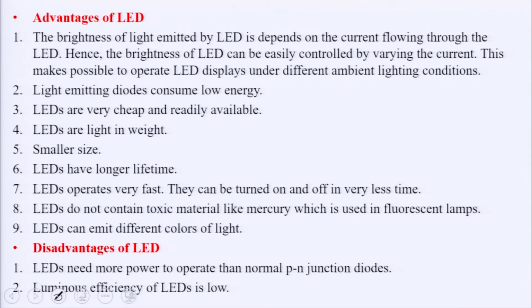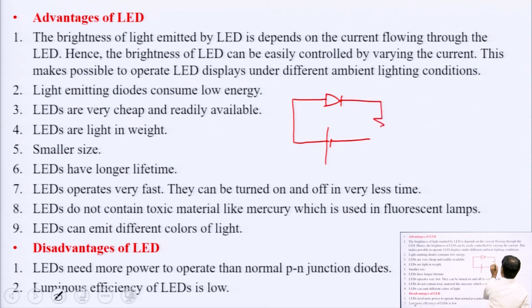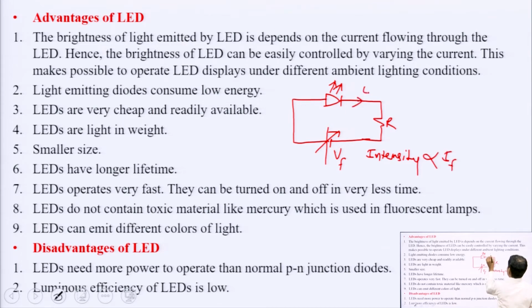Now, the advantages of LED. The brightness of the light emitted by the LED depends on the current flowing through it. This means, suppose this is the forward voltage, this is the light emitting diode, and this is the resistance R. The intensity of light is proportional to the forward current.